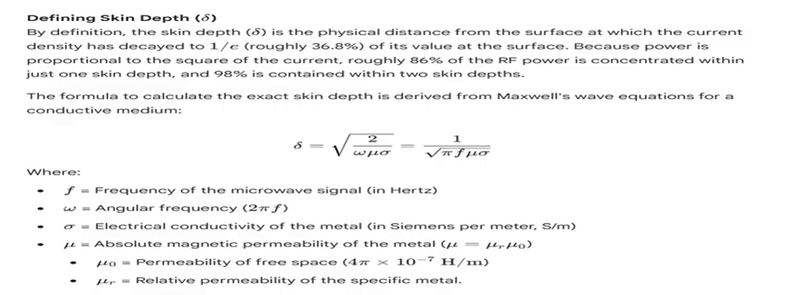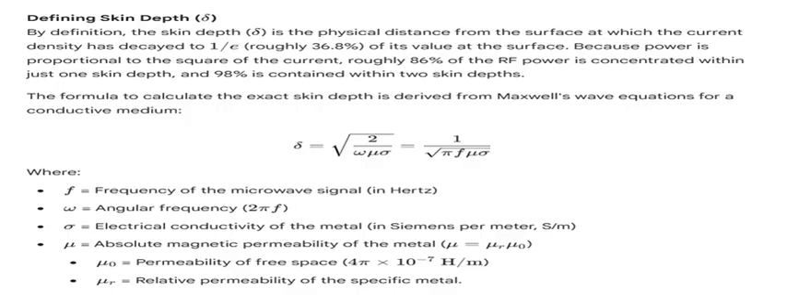Defining skin depth, delta. By definition, the skin depth delta is the physical distance from the surface at which the current density has decayed to 1/e, roughly 36.8%, of its value at the surface. Because power is proportional to the square of the current, roughly 86% of the RF power is concentrated within just one skin depth, and 98% is contained within two skin depths.